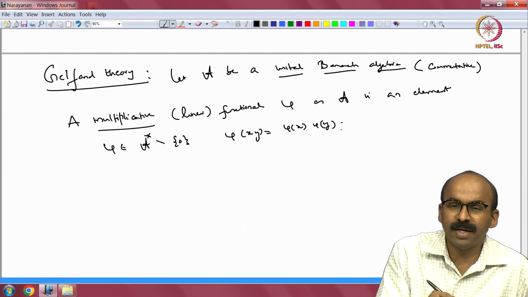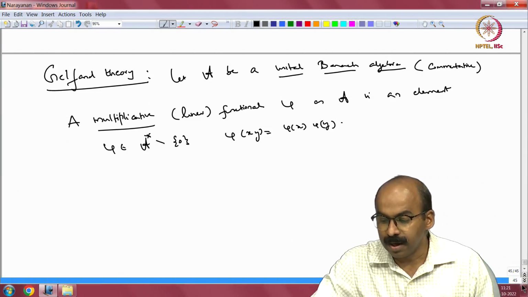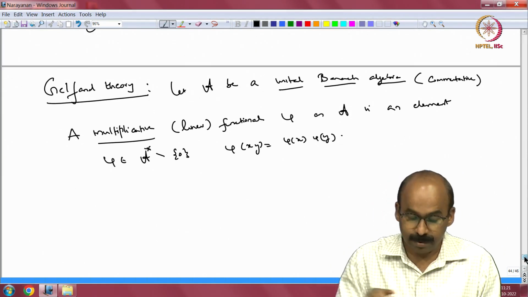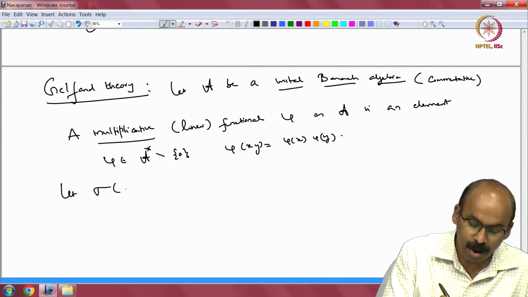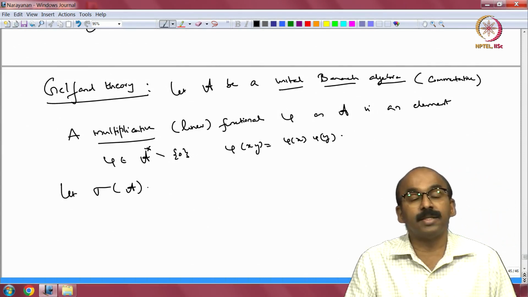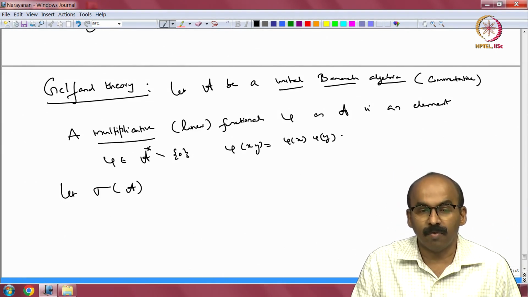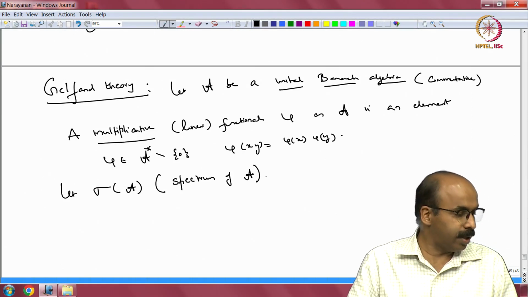Now comes a definition which might be slightly confusing, because we saw spectrum earlier, and this is going to be the spectrum for the Banach algebra. Remember we defined sigma of x where x is an element in A. Here it is sigma of A. This is called the spectrum of A, for various reasons which I will not get into.